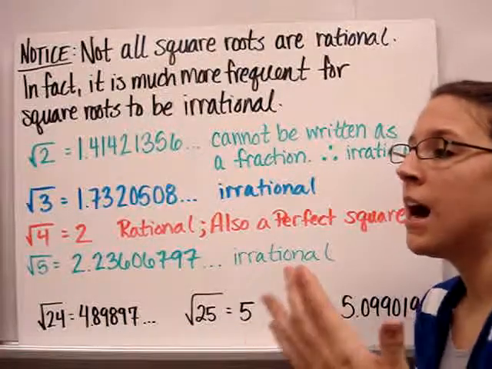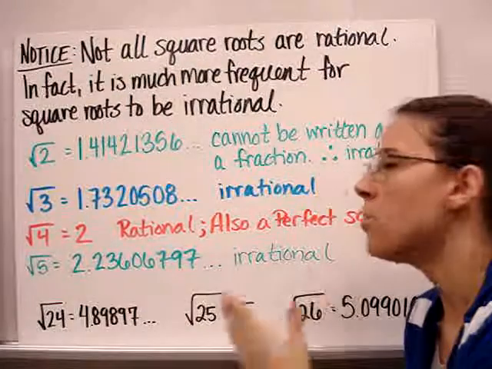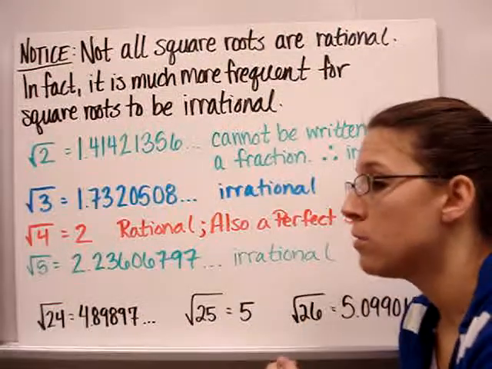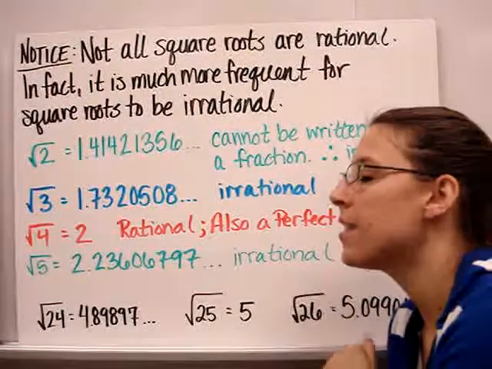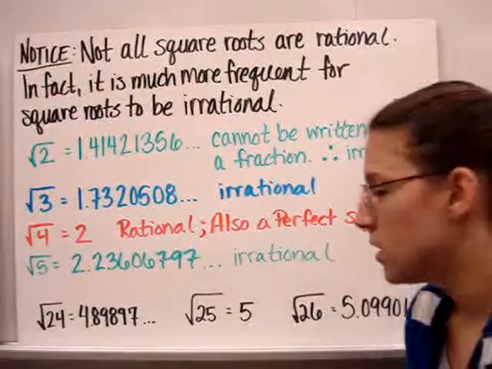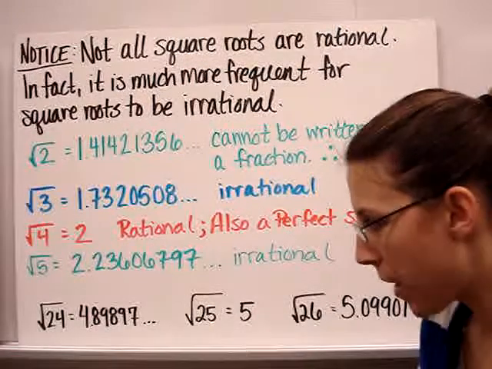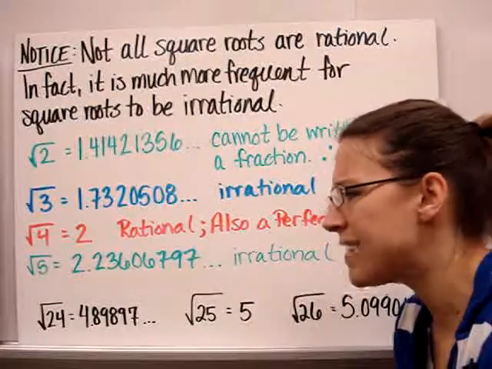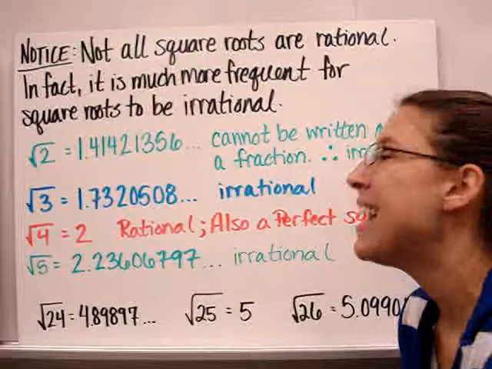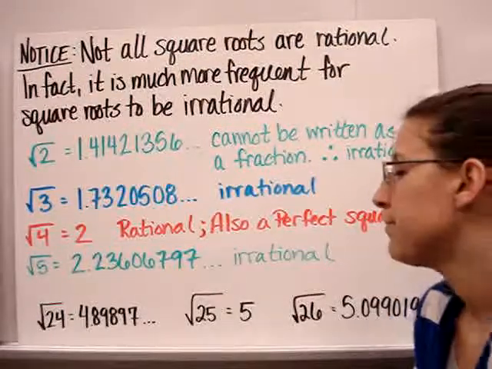The only square root value of 5 is going to go with the square root of 25. Okay? It's going to go with that perfect square. Anything surrounding that that's not a perfect square will be probably an irrational value. Okay?